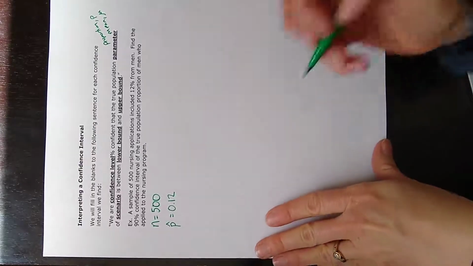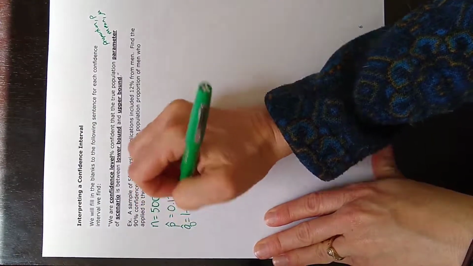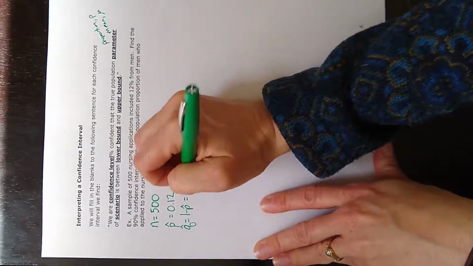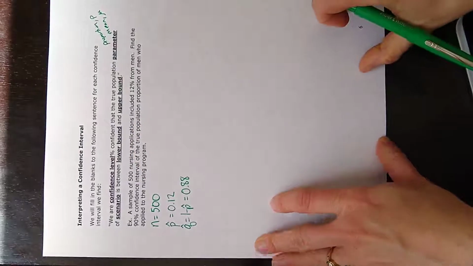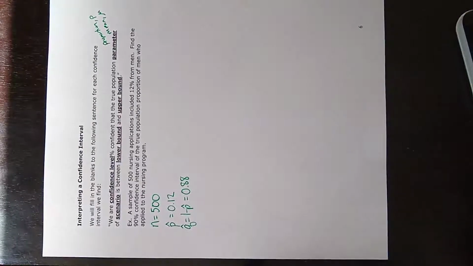And so I referred to this briefly before. The q hat is 1 minus p hat. So if 12% were from men, then 0.88 or 88% is the proportion of women. That's what that represents. So that takes care of our first sentence, right? The 500 and the 12%. The only other number in this question is the confidence interval percent. So we know it's a 90% confidence interval.